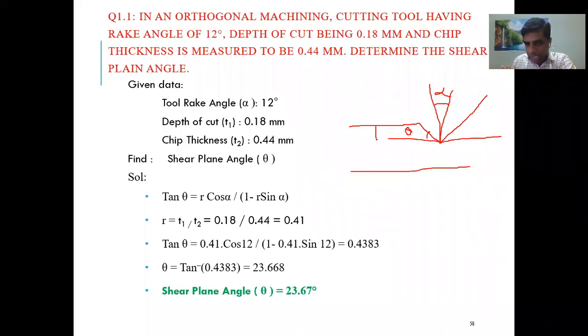This is showing theta, and here you can show it as t1, and whatever chip is coming, right? So this is the tool and this is the chip, and this is your t2. This is t1 and this is t2. If you do this, nobody can cut your 10 marks. For the picture they may give 2 to 3 marks, 5 steps for 5 marks, that makes 7-8 marks, and for the given data and question data, 2 marks. So you are going to get 10 marks.